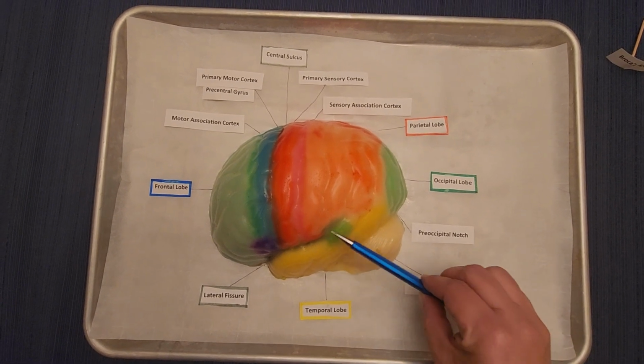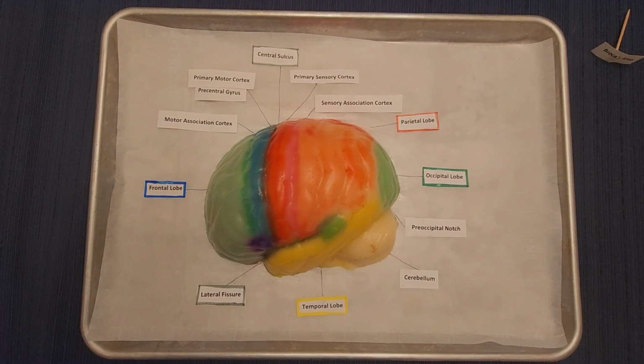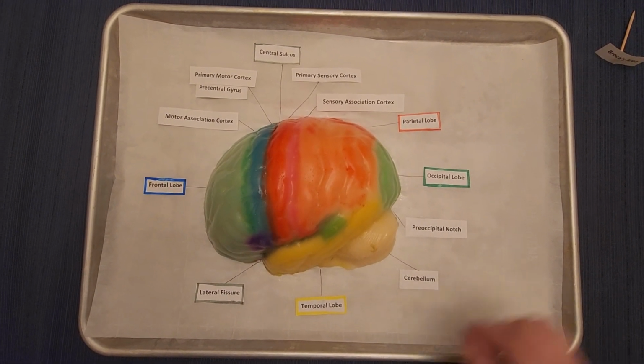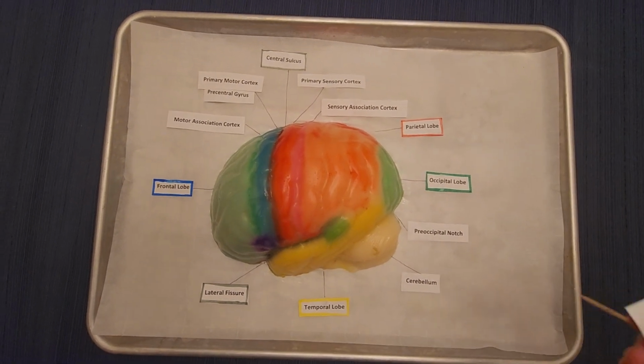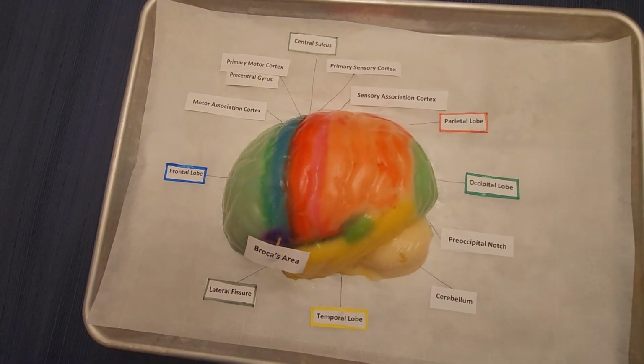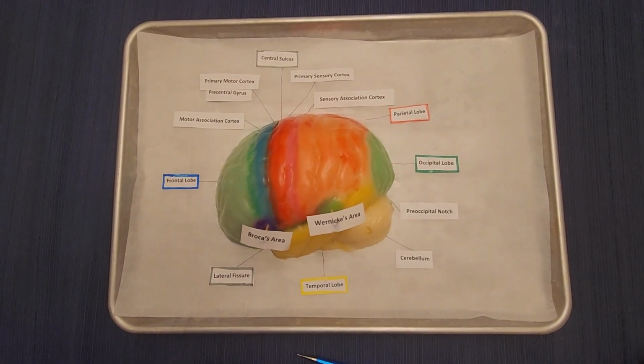And finally, kind of this teal area is Wernicke's area, and it's in the superior part of the temporal lobe and is responsible for decoding spoken language. And I've got these little name markers here for Broca's and Wernicke's. So that is my model.